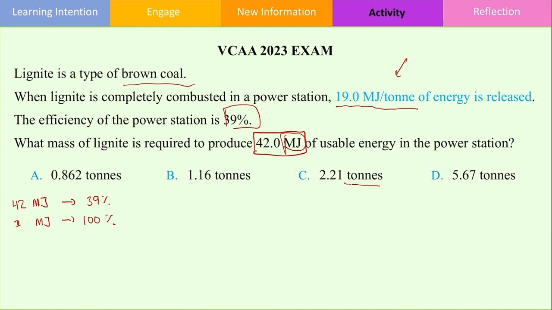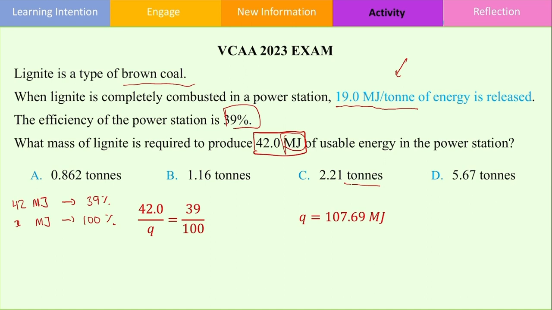So if you set up the following ratios, you could therefore write this over here as an equation where we can solve for Q, the amount of energy when it's 100% efficient. So if you cross multiply and solve for Q, you're going to get an answer of 107.69 megajoules. So this is, as you can see, a lot higher because this is now 100% efficient.